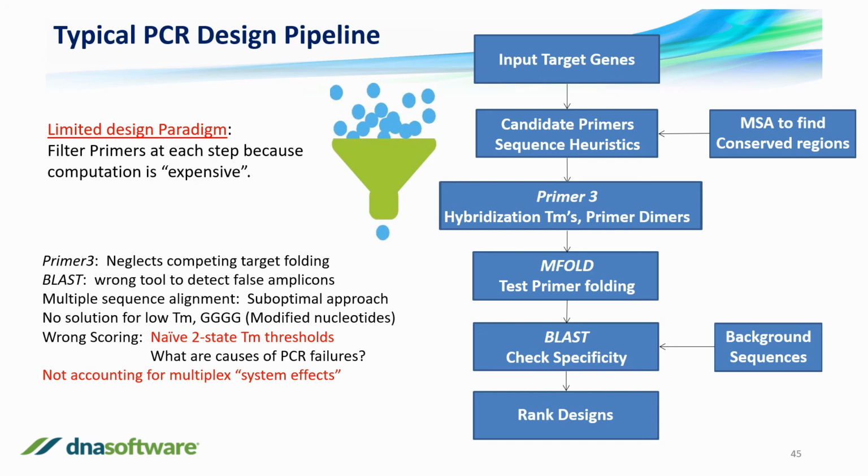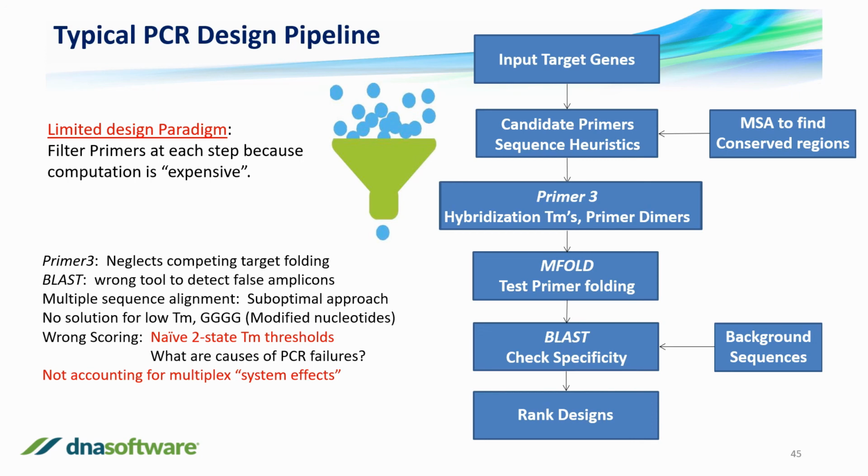So for example, some of the problems with multiple sequence alignment, which is often used to find conserved regions of a genome, is that what we really care about for PCR is not sequence identity conservation, but how well a primer will bind to different members of a group of sequences. And multiple sequence alignment really does not give that.